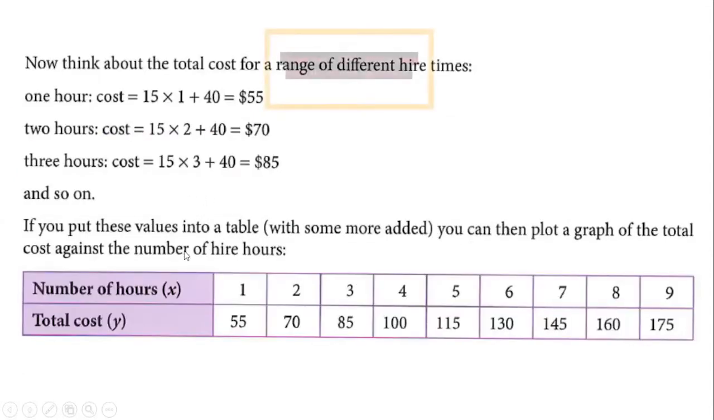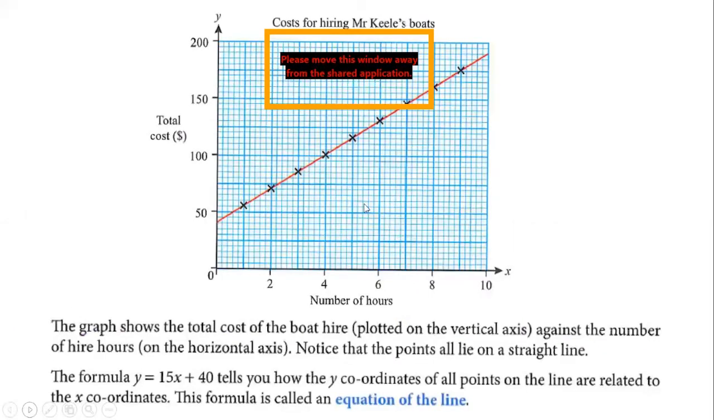If you try to represent all these pairs of numbers that are in this table on the coordinate plane, you would have a graph like this. Look at this graph. In the x-axis, you have the number of hours. For example, for hour 1, what was the value? If you remember, it was 55. So you find the point which corresponds to $55 in the y-axis. So 55 is represented by this first point. Then 70 is represented by this. Then 85, 100, and so on.